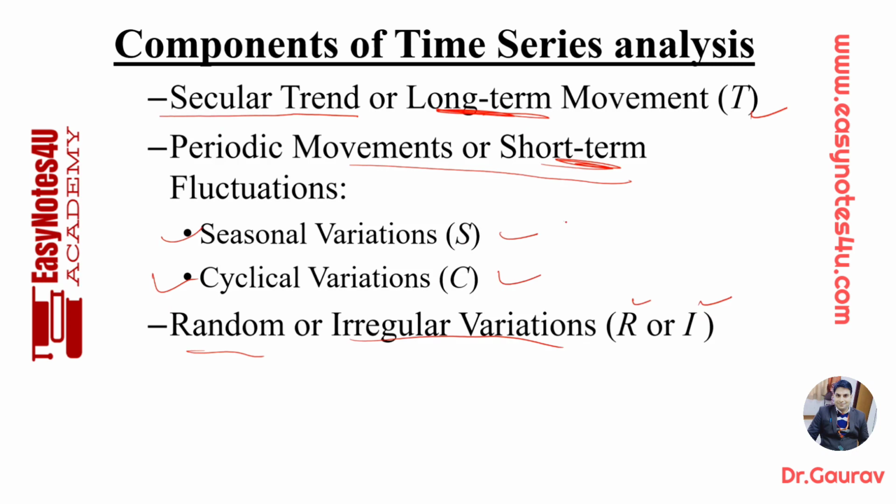When there is a seasonal variation, in a specific season you can see the demand for various products increasing. On Deepavali, Holi and other seasons, the demand for sweets, clothes and jewelry will increase.